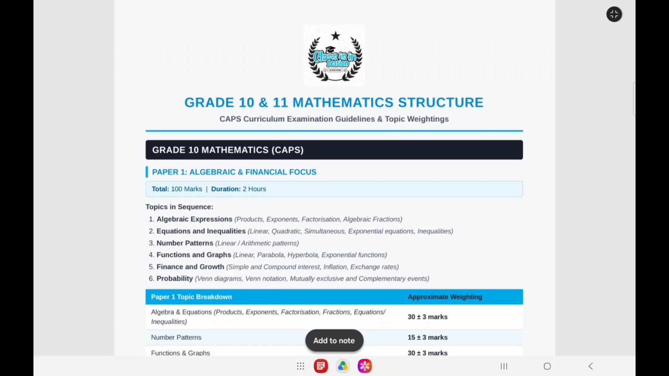In today's lesson, I'll do the grade 11 mathematics examination structure. I'll show you guys all the different topics that you should expect in paper 1 and paper 2, and then I'll advise you on which topics you should start with first.